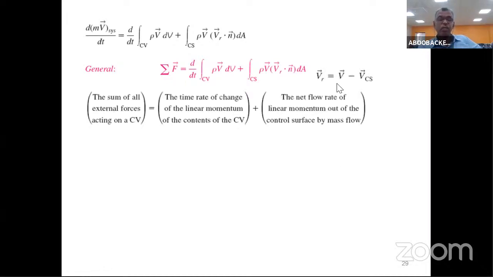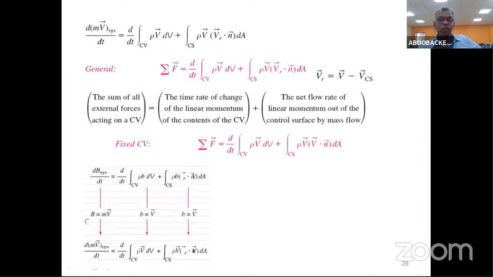If the control system is not moving, we can also obtain this from the Reynolds transport theorem. This is a general theorem which we can use to relate a system to a control volume. The only thing is we have to replace the intensive property. The small b is an intensive property, capital B is the extensive property. Using the momentum equation, the extensive property B is momentum, and intensive means per unit mass. So the extensive property is momentum, mV, divided by m gives V. So using this, you can get that.